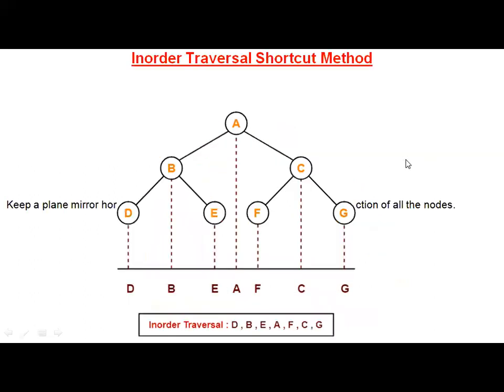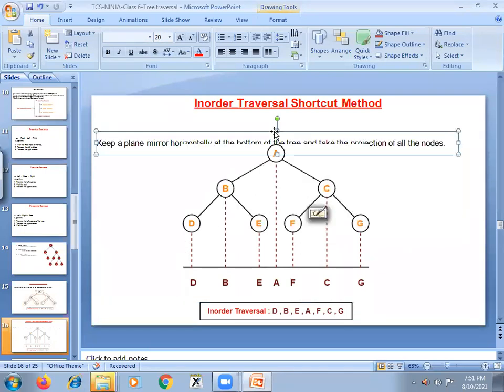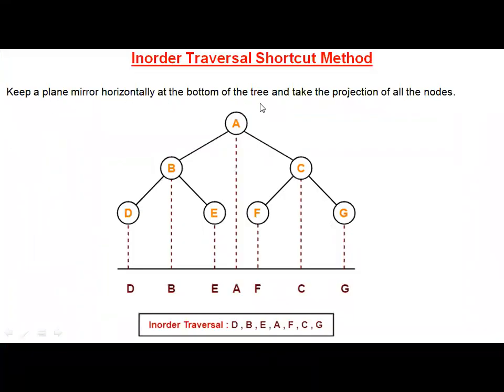Okay, right. In-order traversal. Just see here, in order traversal, keep a plane mirror horizontally at the bottom of the tree and take the projection of all the nodes like this. For example, this is the mirror. Now you take projection of all these nodes onto the mirror. Just draw lines from each node to this line. So in the same order, you write these. This is nothing but the in order traversal. D, B, E, A, F, C, G. That's it. This is the in order traversal.